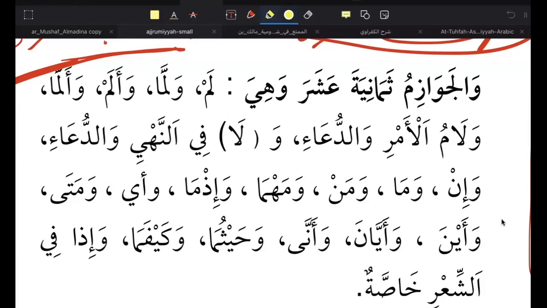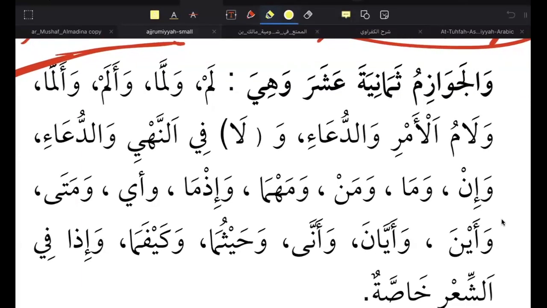For example, حذف النون, when you have من الأفعال الخمسة, then we drop the noon. And also we talked about what happens at the end if it's mu'tal, which is we drop the huruf or حرف العلة. So here Musannif says, this is the Ajurrum, he's saying والجوازم ثمانية عشرة. So he says there are 18 adawat, tools that makes a present tense verb into Jazm state.